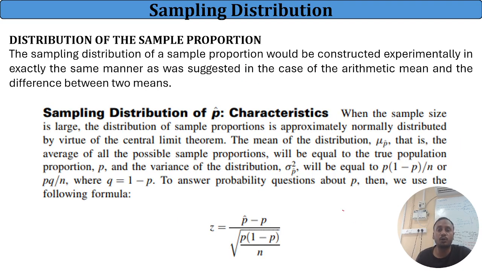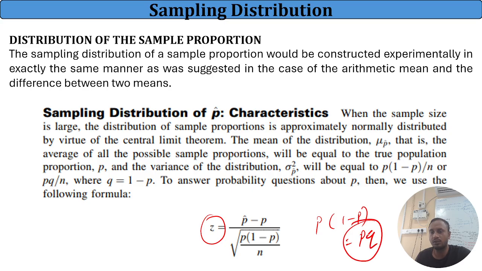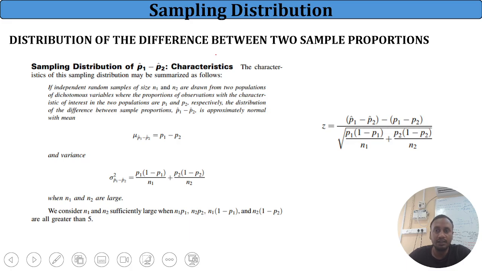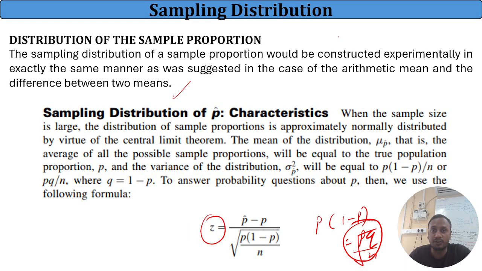Okay, so for the proportion also we can see z is equal to p hat minus p upon root of p into 1 minus p by n. Here p into 1 minus p is the probability, divided by n. So that we can calculate, and once we solve the problems we can see it. The sampling distribution of a sample proportion is constructed in exactly the same manner that we did for the mean and for the difference between two means. This was the single proportion.